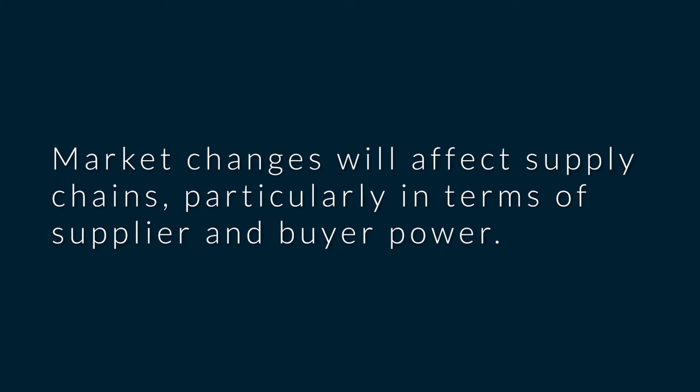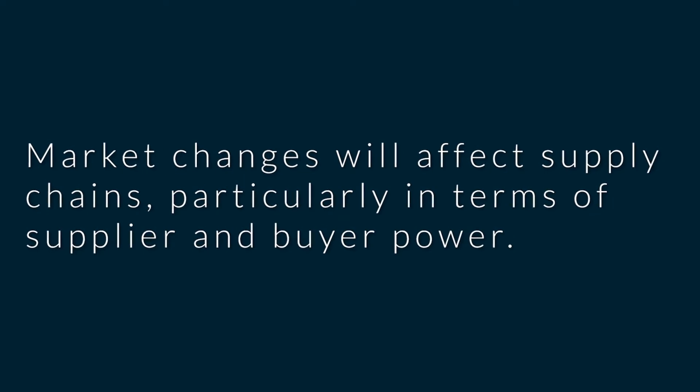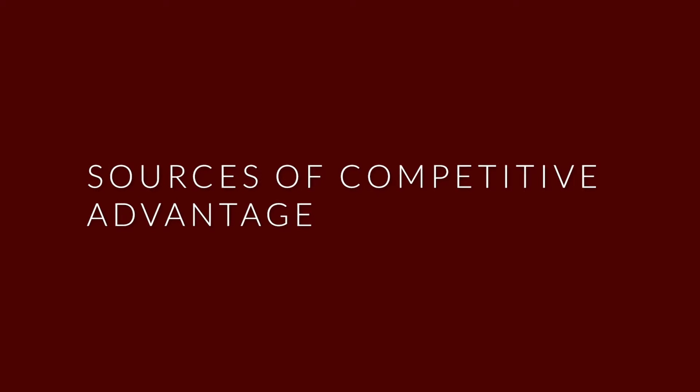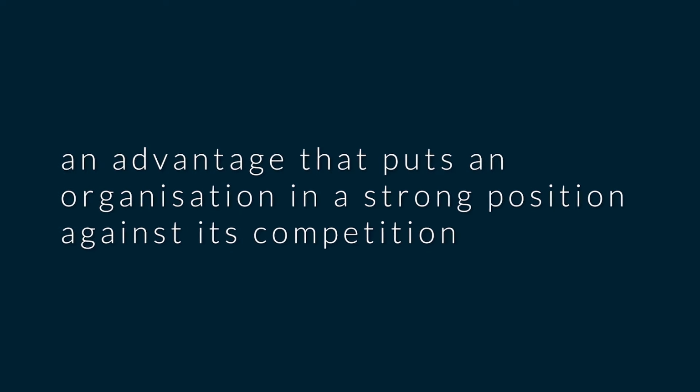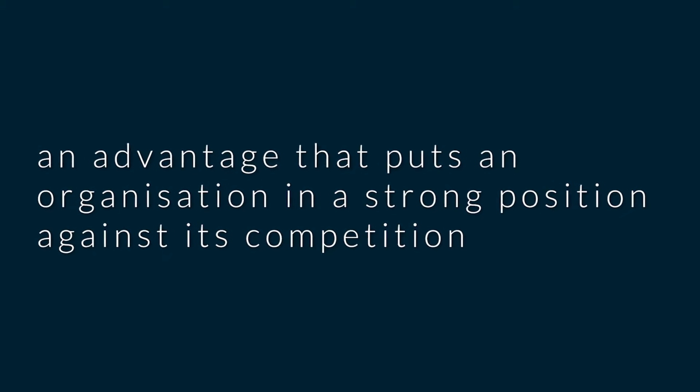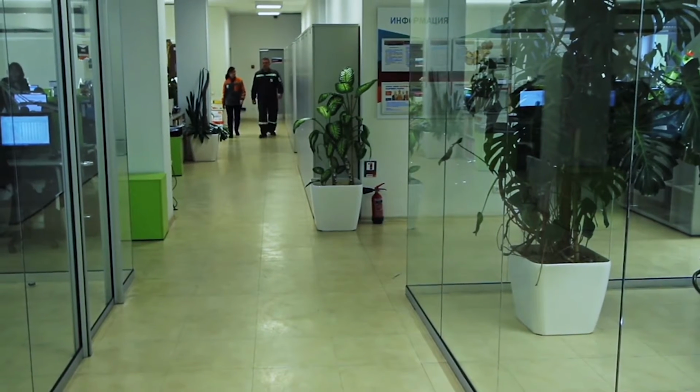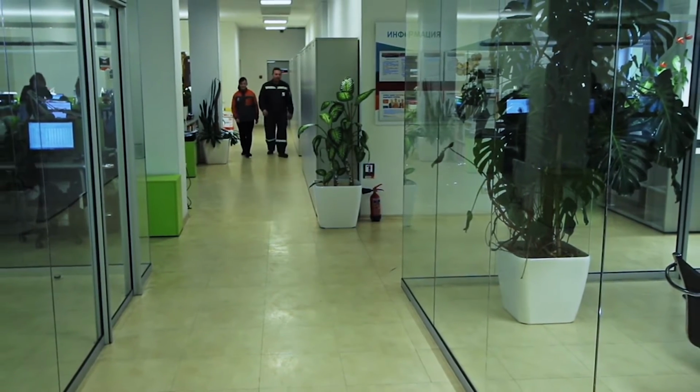Market changes will affect supply chains, particularly in terms of supplier and buyer power. So let's look at some of the competitive forces and understand their effect on the supply chain. To start, we're going to start with sources of competitive advantage. Competitive advantage in this context refers to an advantage that puts an organization in a strong position against its competitors. If companies cannot compete, they're going to be put out of business. Meaning, companies need to ensure that they obtain a profitable and sustainable position in the market.